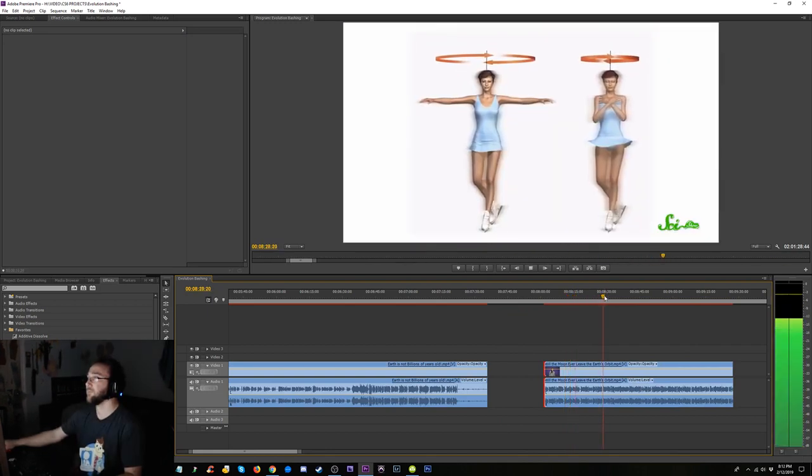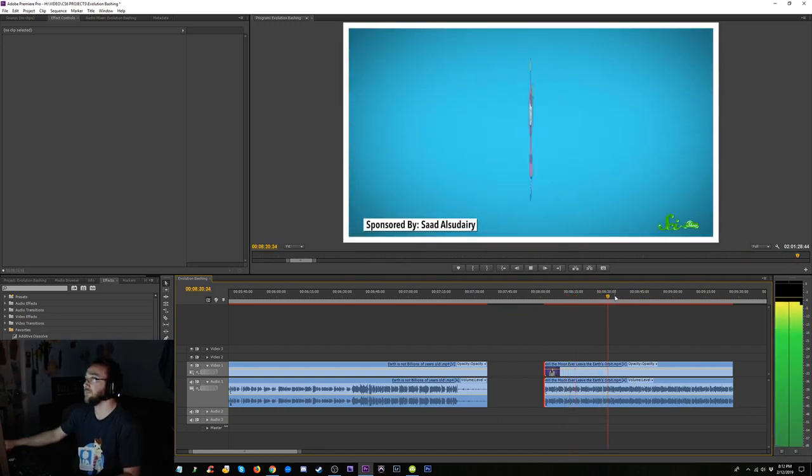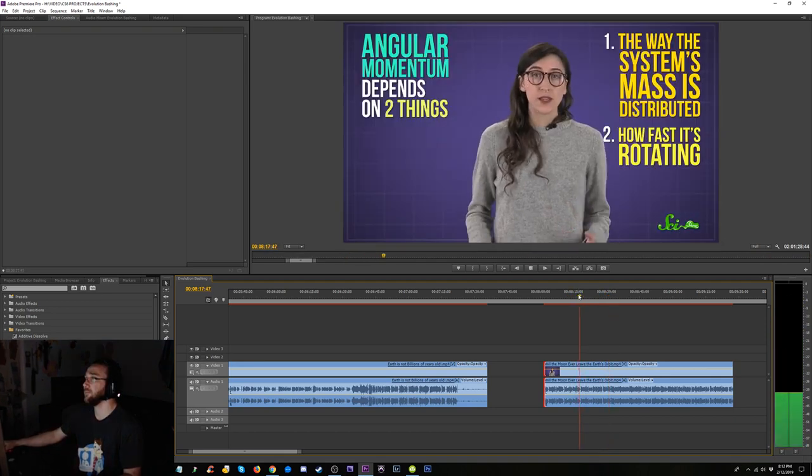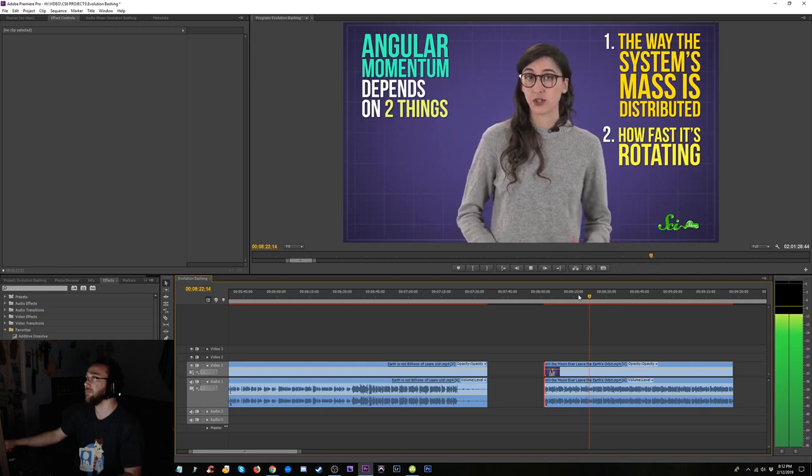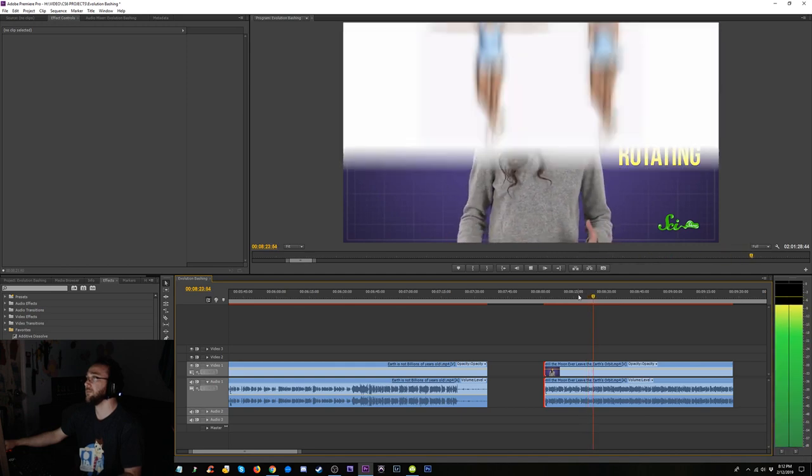Their arms, that's conservation of angular momentum. So if the rotation speed changes, the way the mass is distributed also has to change to compensate, and vice versa.